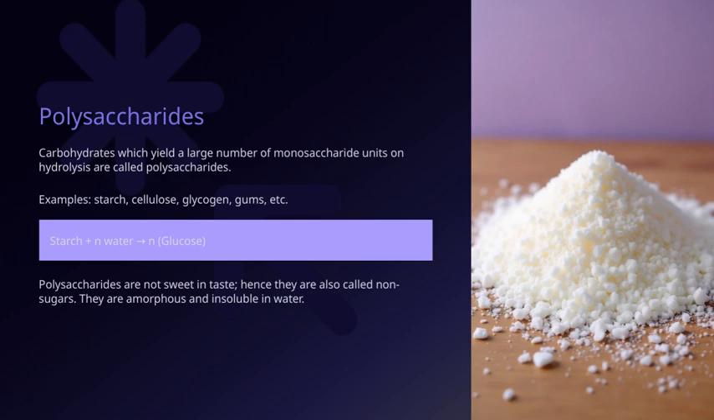Some common examples of polysaccharides include starch, cellulose, glycogen, and gums. These are all complex carbohydrates that, when hydrolyzed, yield a large number of monosaccharide units. This is a key concept because it highlights how they serve as energy storage or structural components in living organisms. In essence, polysaccharides are large, complex molecules that play vital roles in biological systems, and their properties, like being non-sweet and insoluble, distinguish them from simpler sugars. Understanding these points helps us see their importance in nutrition and biology, fitting into the larger theme of carbohydrate diversity and function.